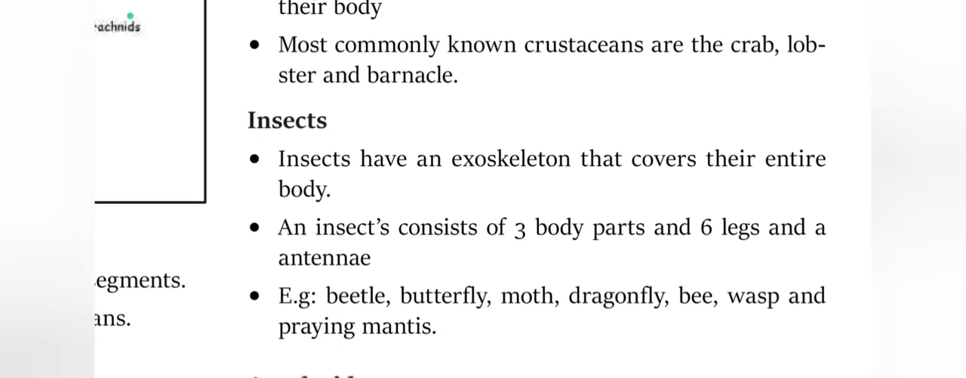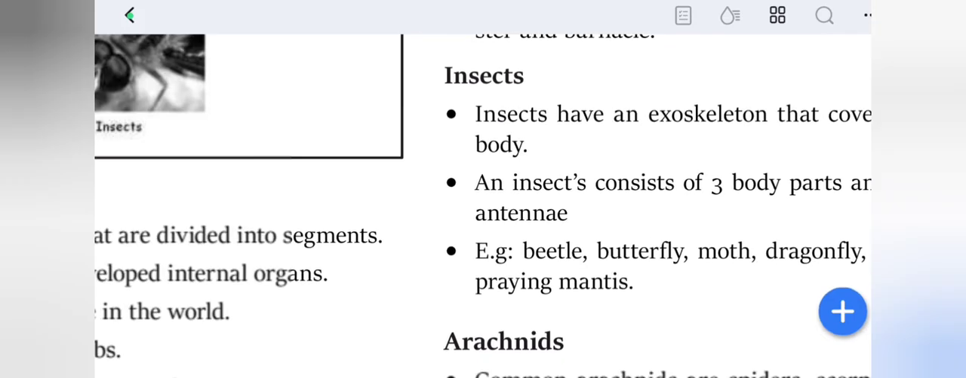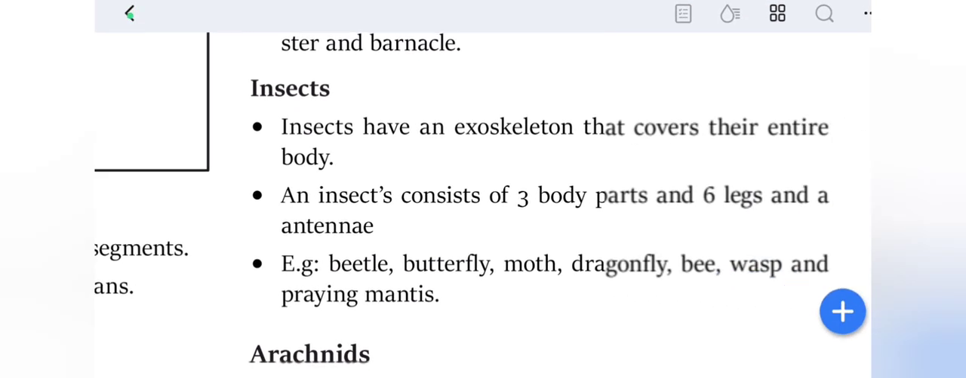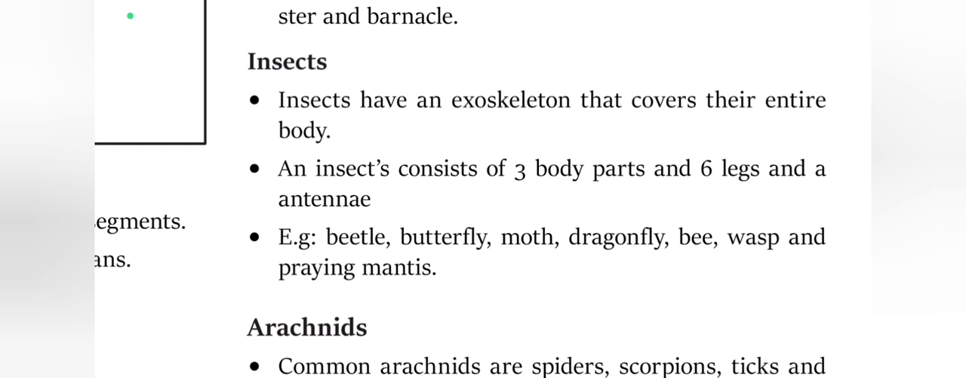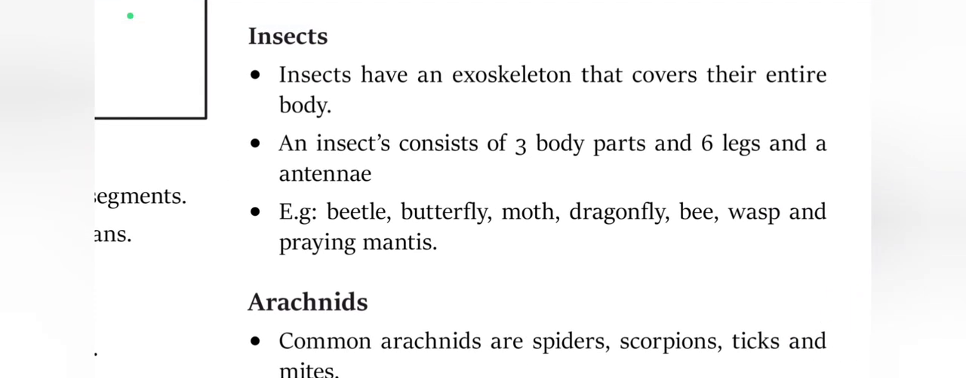Now insects. Insects have an exoskeleton that covers their entire body. An insect consists of 3 body parts, 6 legs and an antenna, right? Like bees. You can imagine the mosquito also. So beetle, butterfly, moth, dragonfly, bee, wasp, praying mantis, etc.